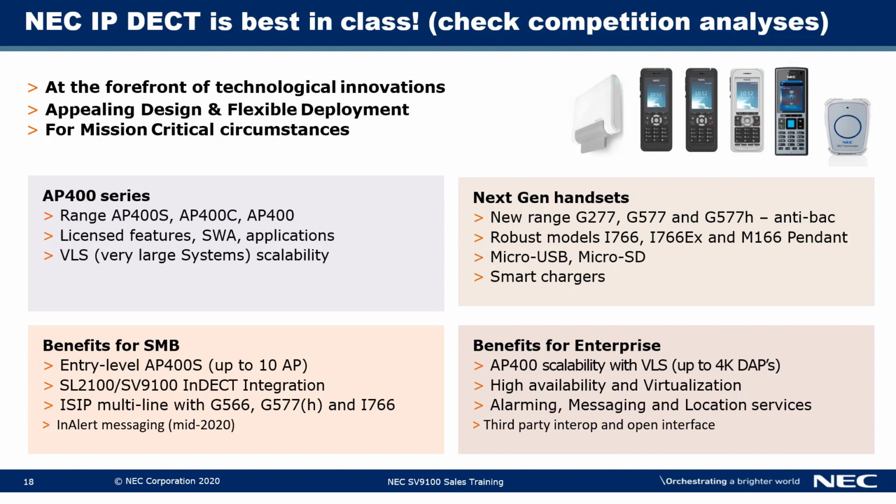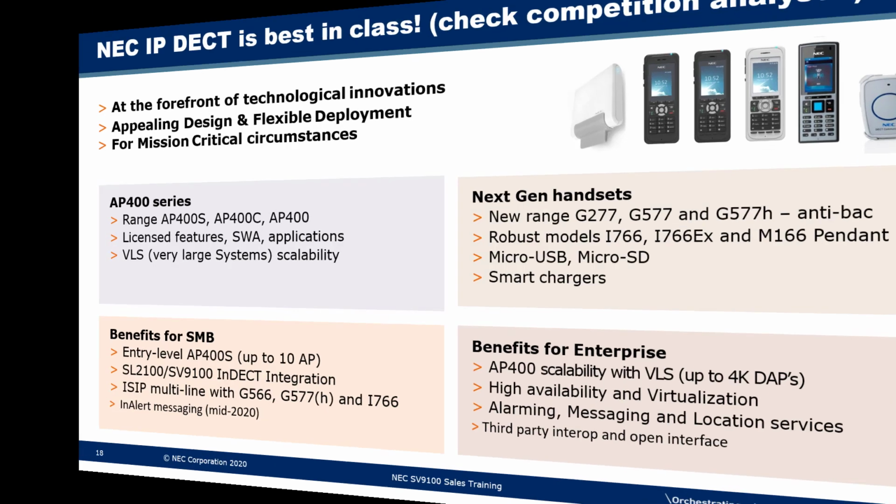Also, for the higher spec G566, 577H and i766, we provide what we call iSIP, which is additional functionality. And again, we've got a slide on this a little bit later on. Again, further benefits for SMB will include the in-alert messaging, which is due out mid-2020. Finally, in terms of benefits for enterprise or larger customers, we've got the ability to scale to very large implementations. We can provide alarming, messaging and location services, but again, a bit more about that later.